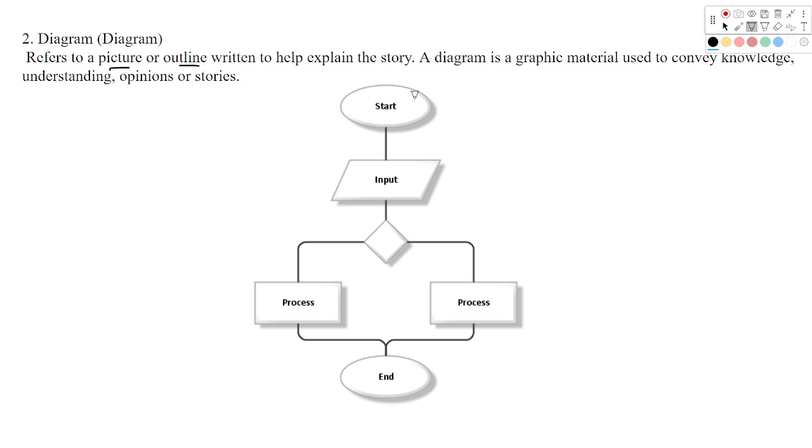Because here you see you have the start, you have the input, you have the process, and also you have the end, okay? So this is just a picture or an outline. This is actually an outline, written to help explain a story. So a story when it started and the input and the process and how it ends. A diagram is a graphic material used to convey knowledge, understanding, opinion, or stories, okay? So this is an example of a diagram.